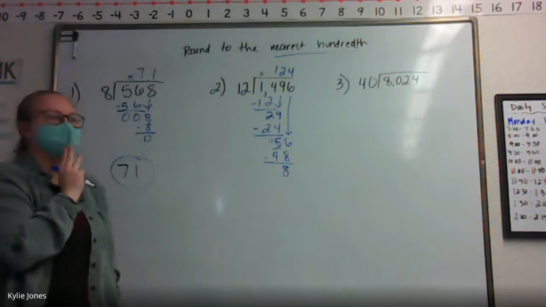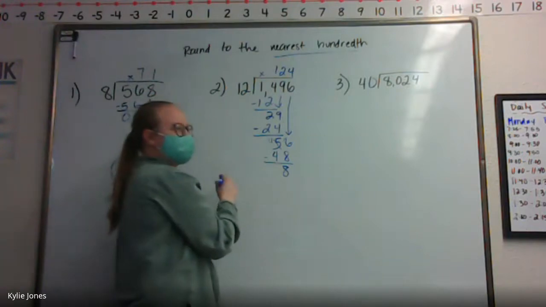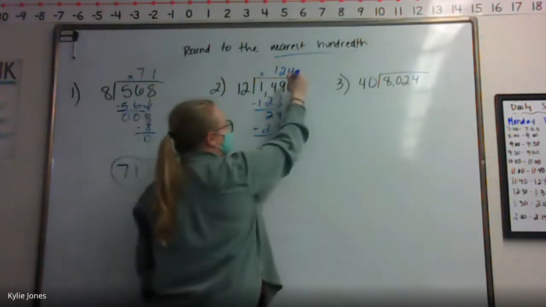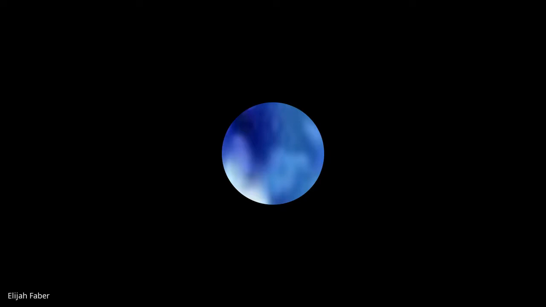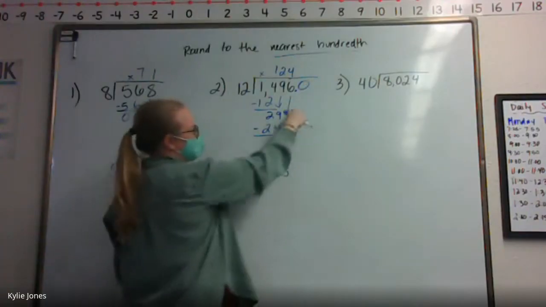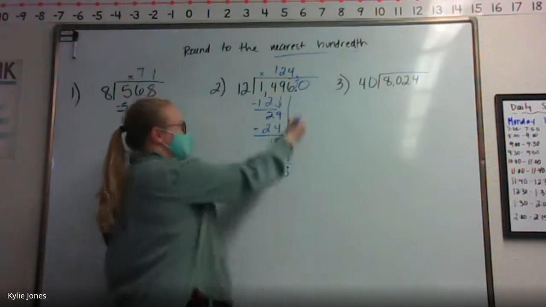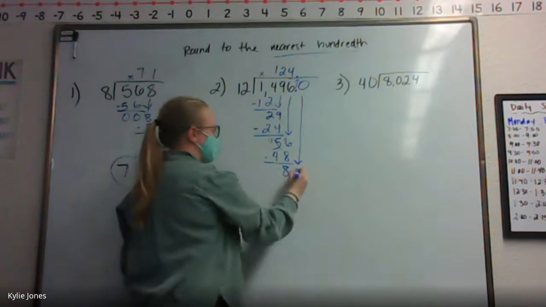Put a decimal and then put the 0 up by the decimal. Not an 8, the 0. You have to add a decimal and a 0. And if you add a decimal, you've got to make sure you bring up the decimal. Now we can drop down our 0 and we have 80.